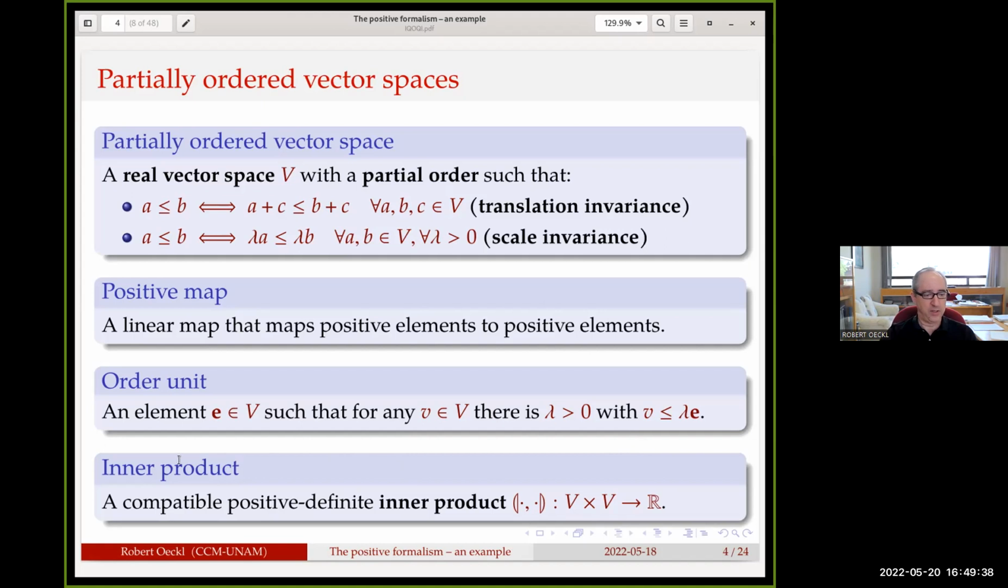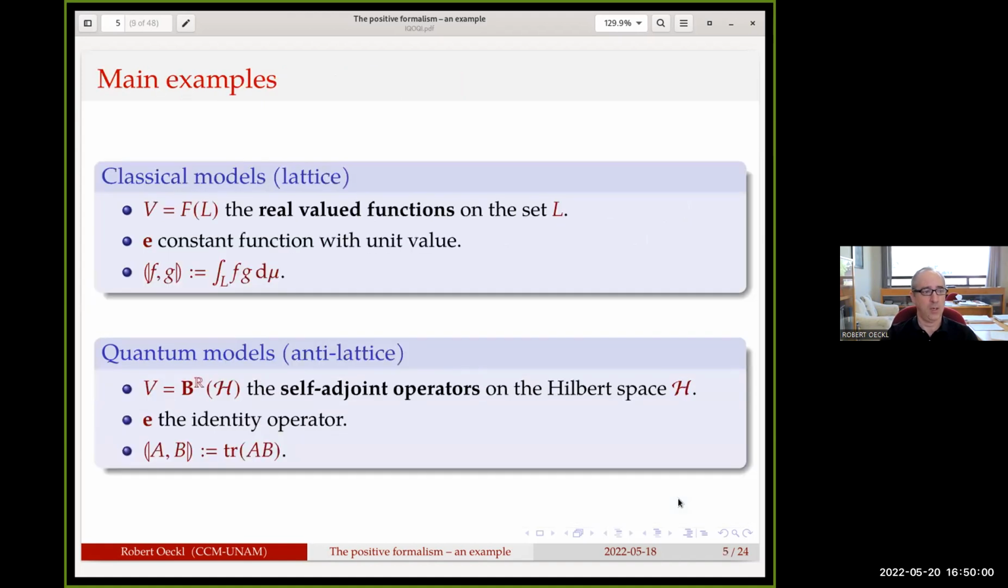Another important ingredient is an inner product. You all know what a positive definite inner product is. Here, this is on the real vector space. And also, this has to be compatible with the partial order structure. So if you put in two vector space elements that are both positive, then the result has to be positive. The main examples are examples that you are very familiar with, everybody of you.